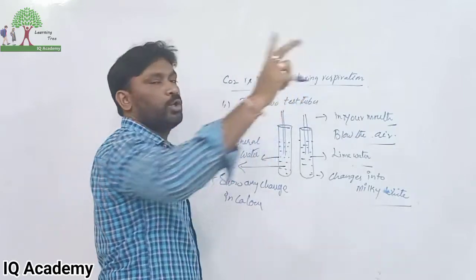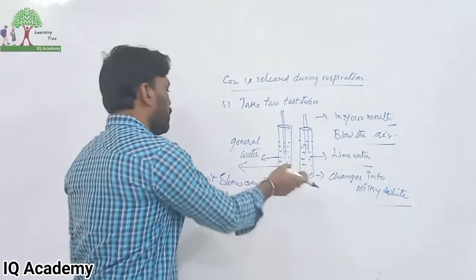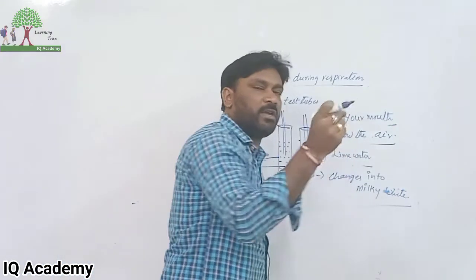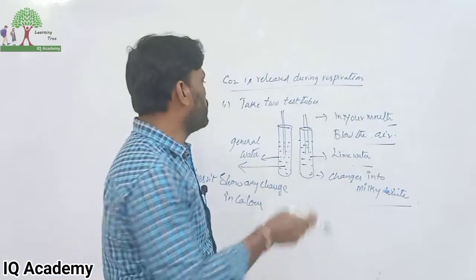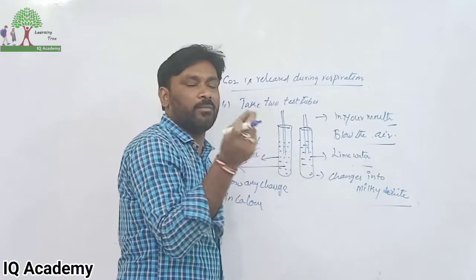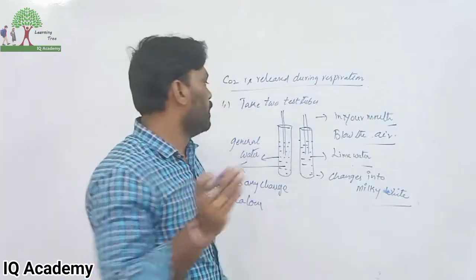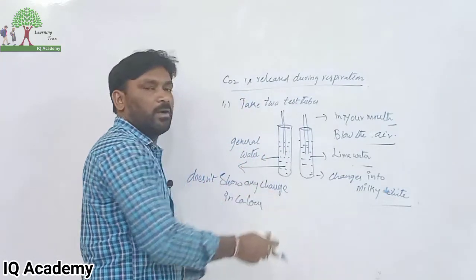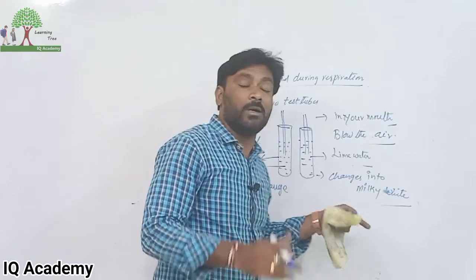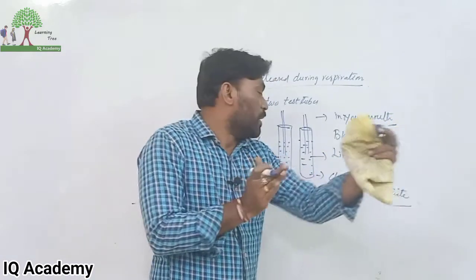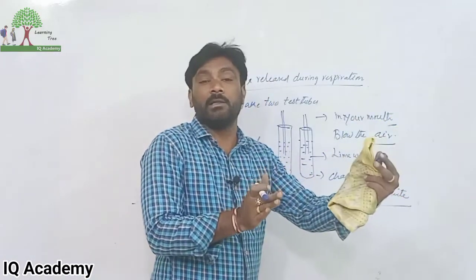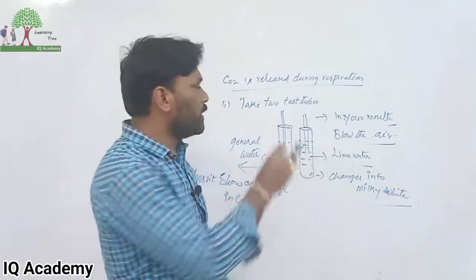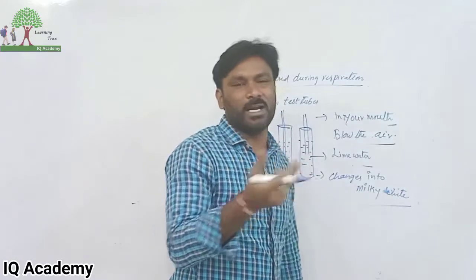First, we have to take two test tubes. One test tube is filled with the general water, another test tube is filled with the lime water. Insert the two straws and blow the air by keeping them in your mouth. Then we can see no change of color in the general water. We can see the lime water changed into milky white in color, indicating that the gas we released is carbon dioxide. So this is a small experiment which we can do at our house also.